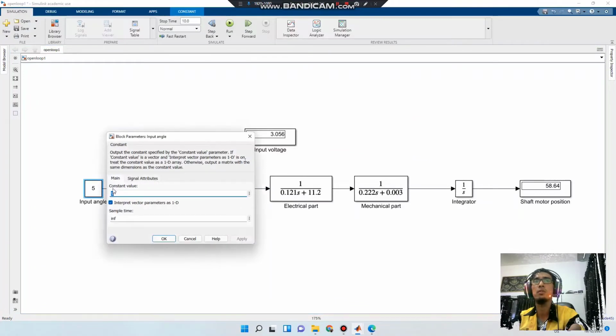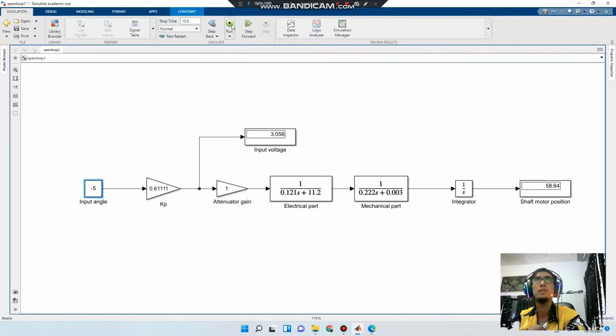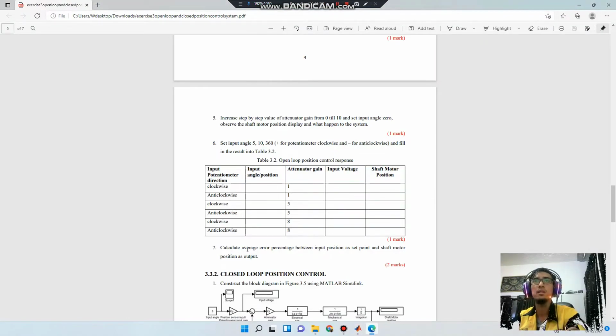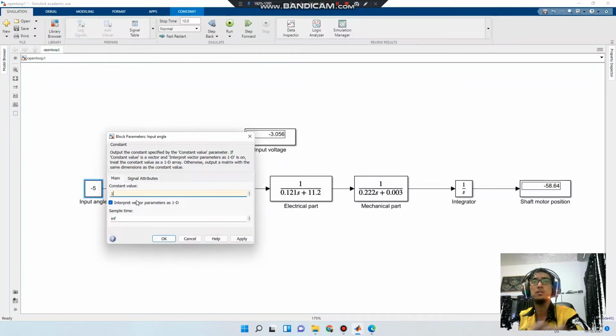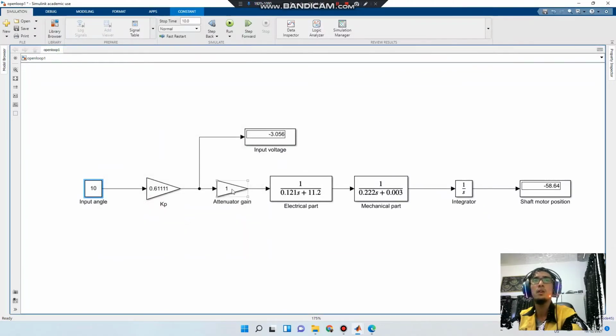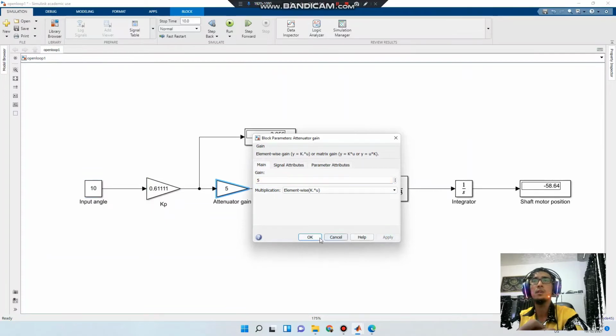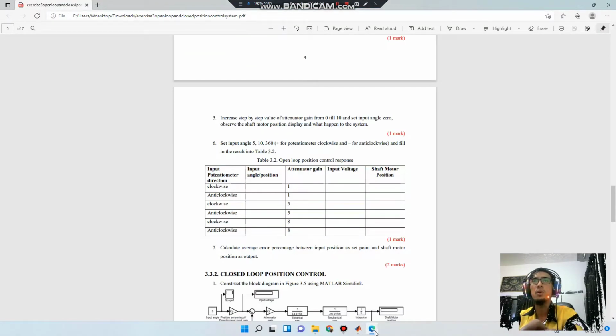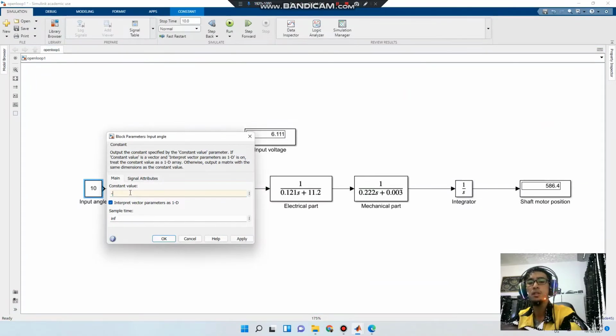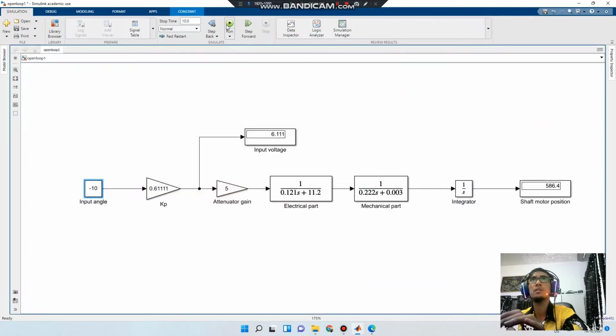Next is -5 for anti-clockwise. Here is the result. Next is 10 for clockwise, and the gain is 5. Here we see 6.4 and this 6.11. Then anti-clockwise -10, and we run.